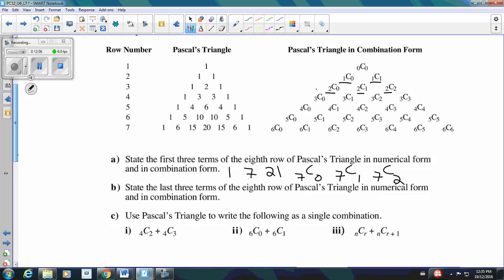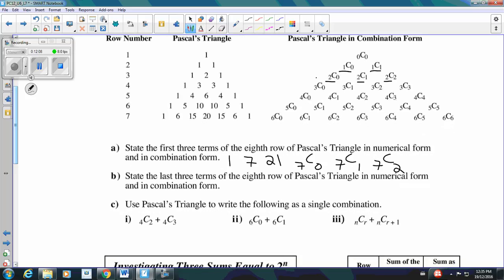State the last 3 terms. Well, the last 3 terms are the same thing, but in opposite order because we know it is symmetrical. So what's going to be equal to 7 choose 2? Well, that would be 7 choose 5, 7 choose 6, 7 choose 7.